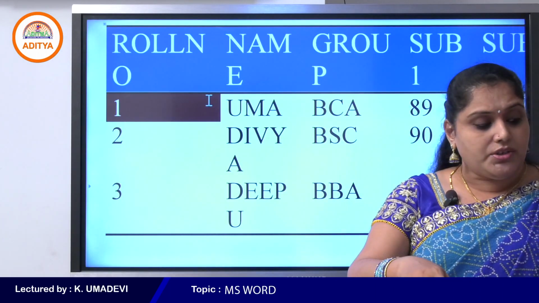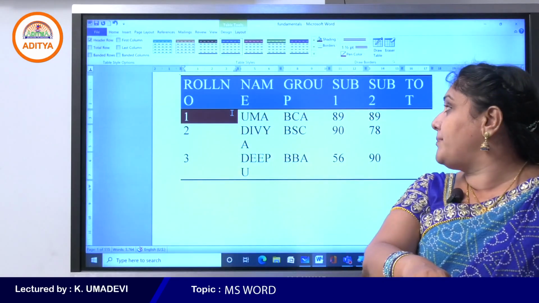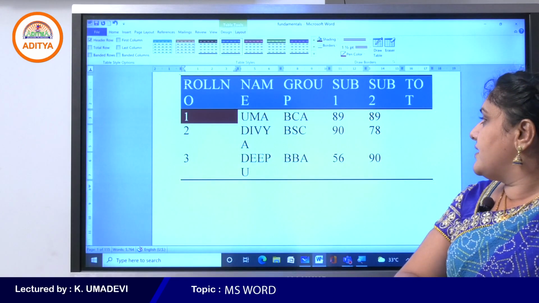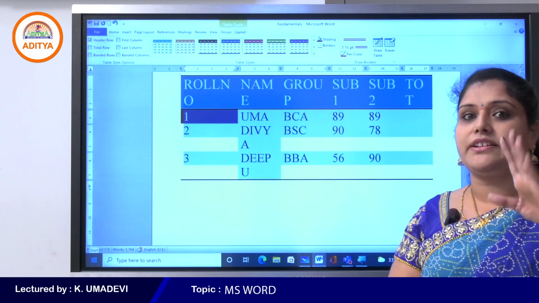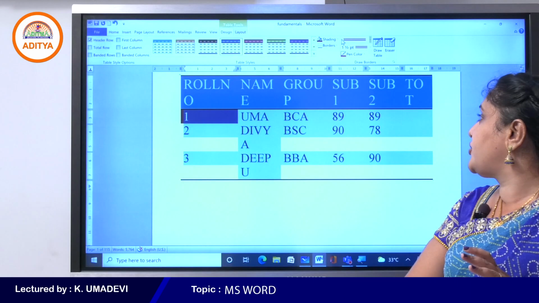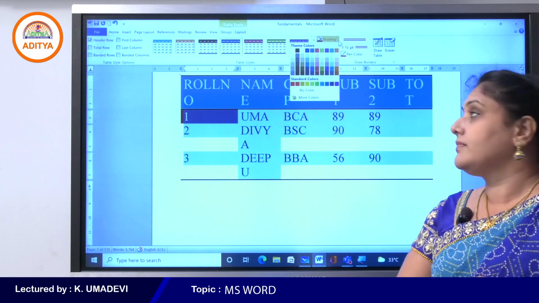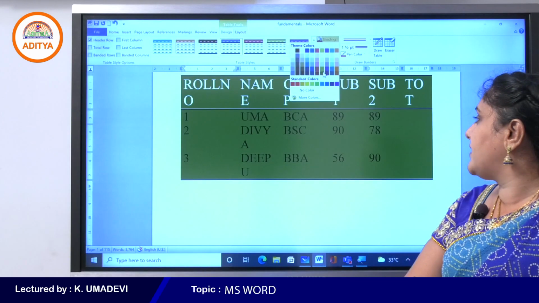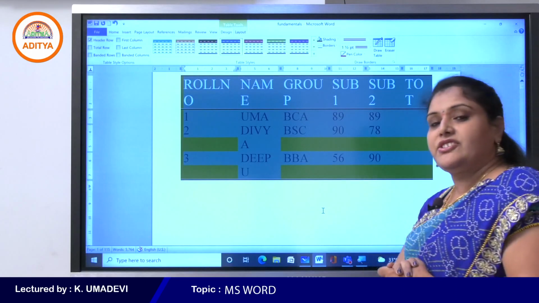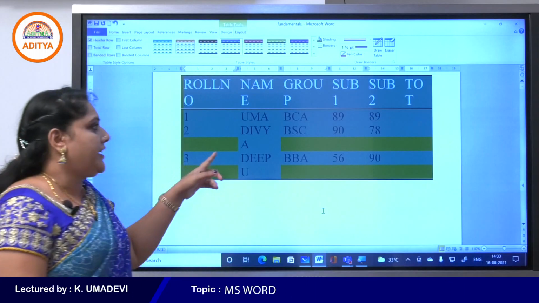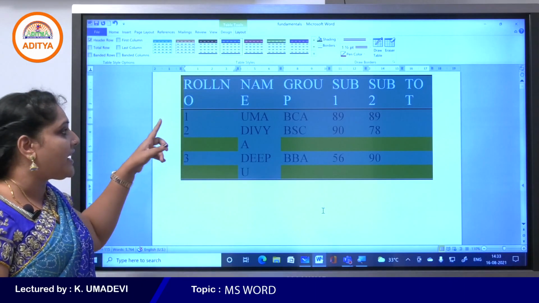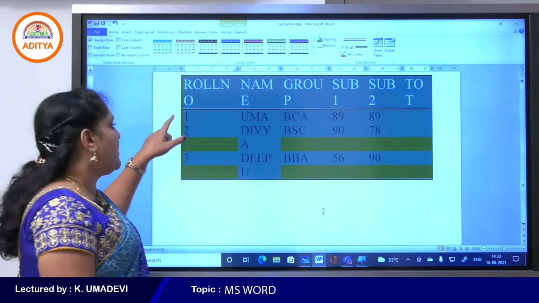Or else if you want to set the entire table background, select the entire table, and you can go with shading, select any one of the colors. So like this you can set the background of the table. Shading is mainly used to set the background color of the table, not for the text color.